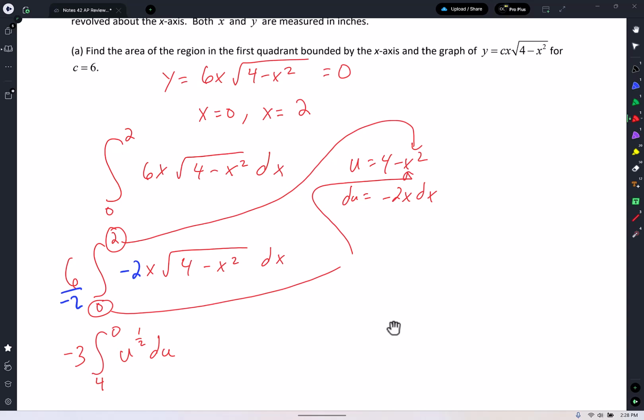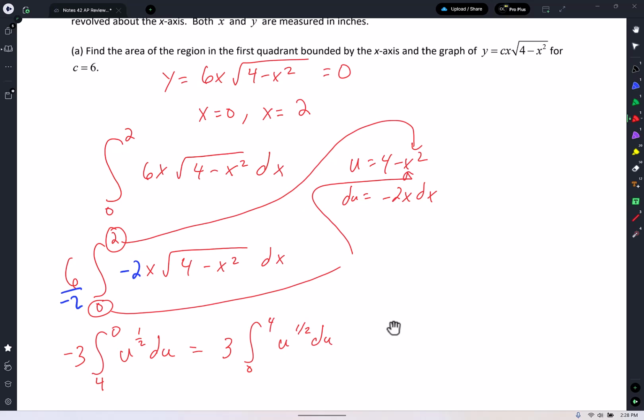And it's just begging me. Well, it's not begging, right? Because it doesn't talk. But it feels like it's begging me to switch these limits because I have a negative on the outside. When I switch the limits, the negative turns to a positive. There we go. And now we're not going back to our x, guys. That's bad news. You're just going to solve for this one. And whatever the answer is, that's your answer.